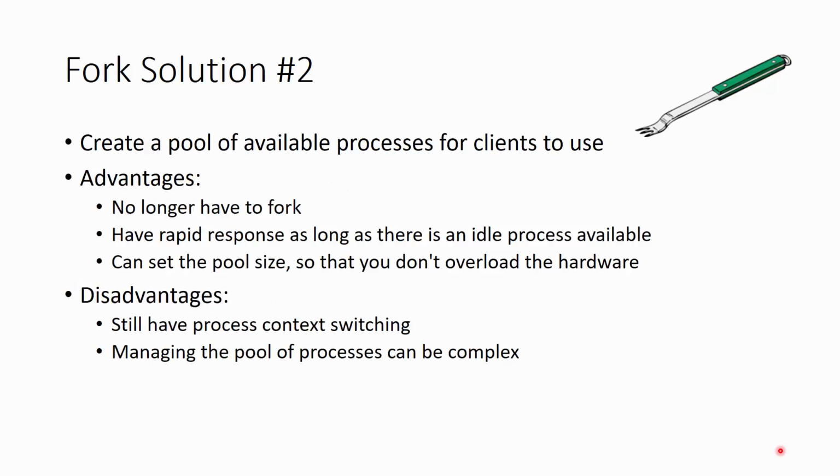The other solution for fork here is to create a pool of available processes that are ready to go. This pool has a set of processes that are reusable, so they don't just terminate after they're done running, but they're available for us to repurpose. The nice thing here is that we get rid of the fork issue, where it takes so long to fork out a new process. We get a much more rapid response as long as there is an idle process. We can set the pool size too, so that we don't overload the hardware.